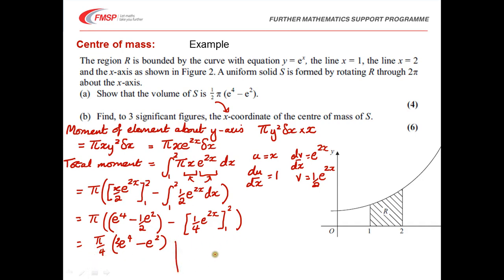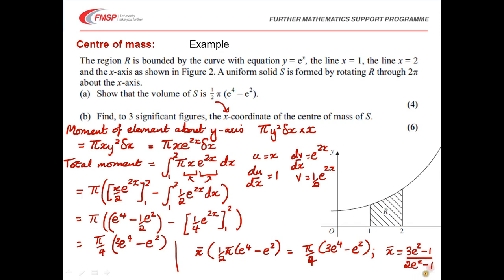So now I can equate my two total moments. I know that x bar times the volume, which we calculated in the first part, that's the moment of the whole object. That's going to be equal to the sum of the moments of all of the little objects. Sorry, pi by 4 (3e to the 4 minus e squared), and I can do a little cancel through by e squared, cancel through by pi, etc., and I should end up with x bar equals 3e squared minus 1 all over 2e squared minus 1. That gives my expression for the location of that centre of mass.